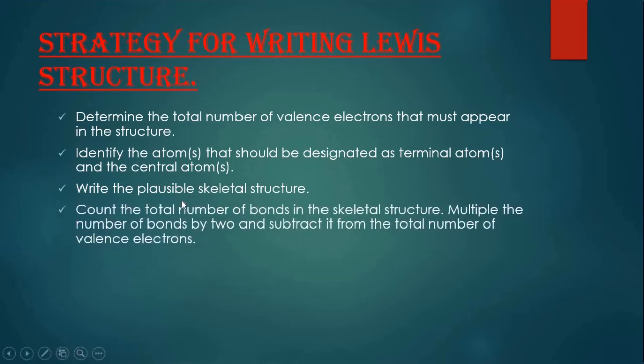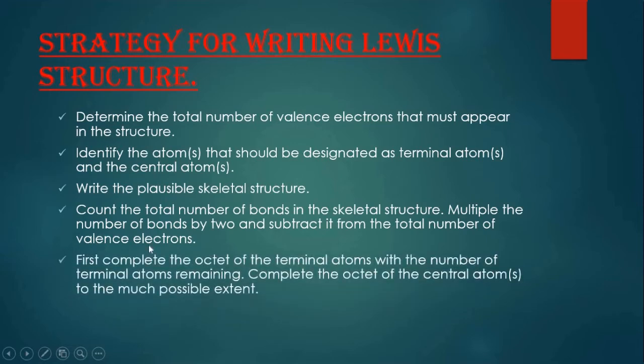Next, you count the total number of bonds in the skeletal structure. Multiply the number of bonds by 2 and subtract it from the total number of valence electrons that you have calculated. Now, the bonds are represented by dashed lines between the atoms. With the remaining electrons, first complete the octet of the terminal atoms. Continue and complete the octet of the central atom to the extent possible. This means until there is no more valence electron left.